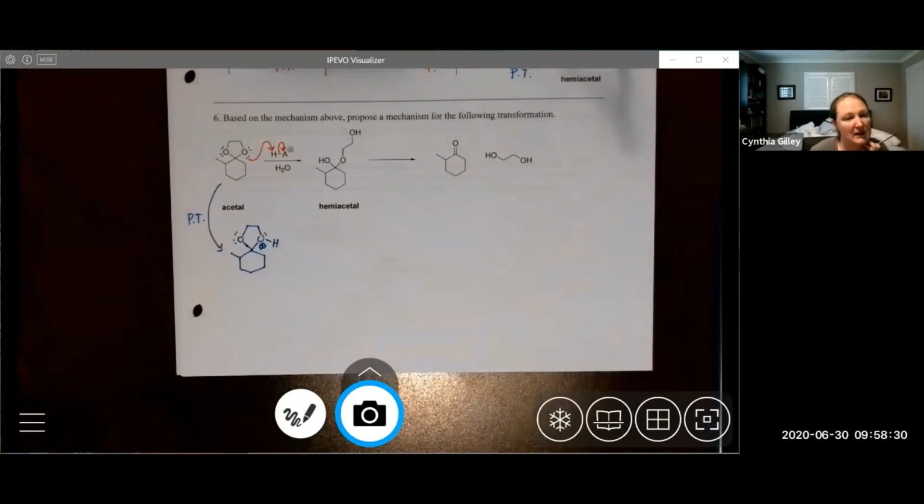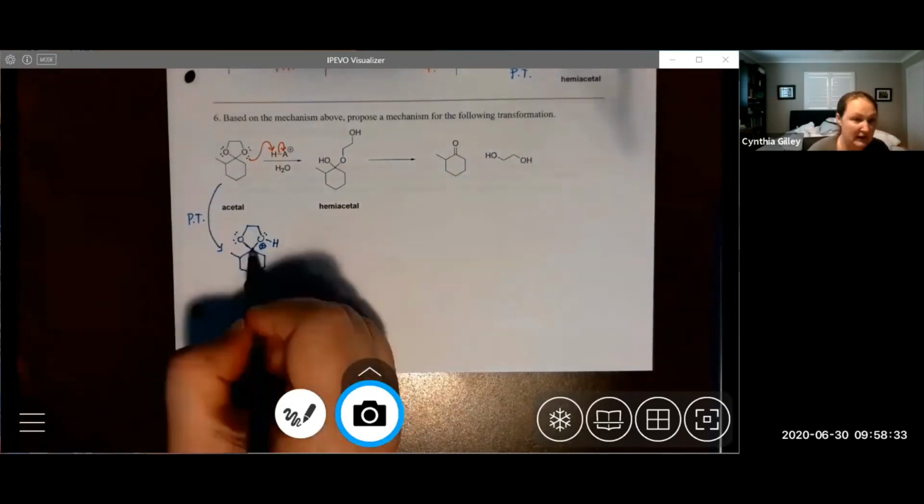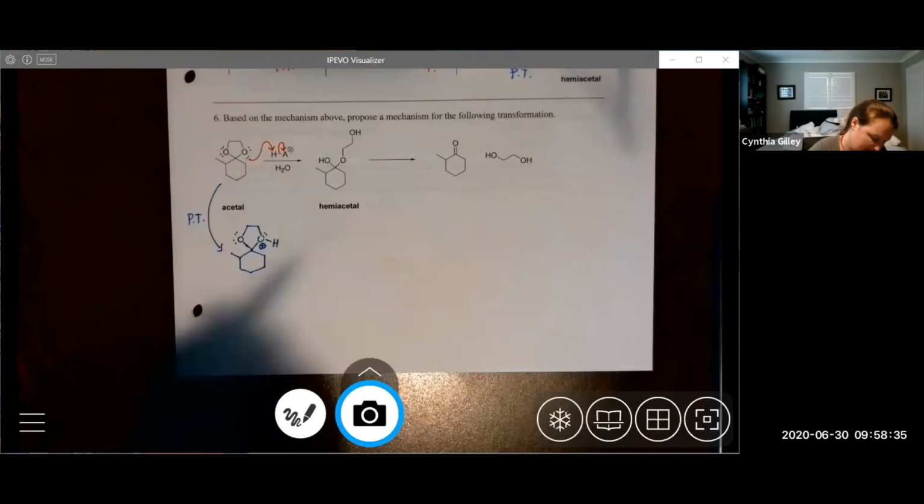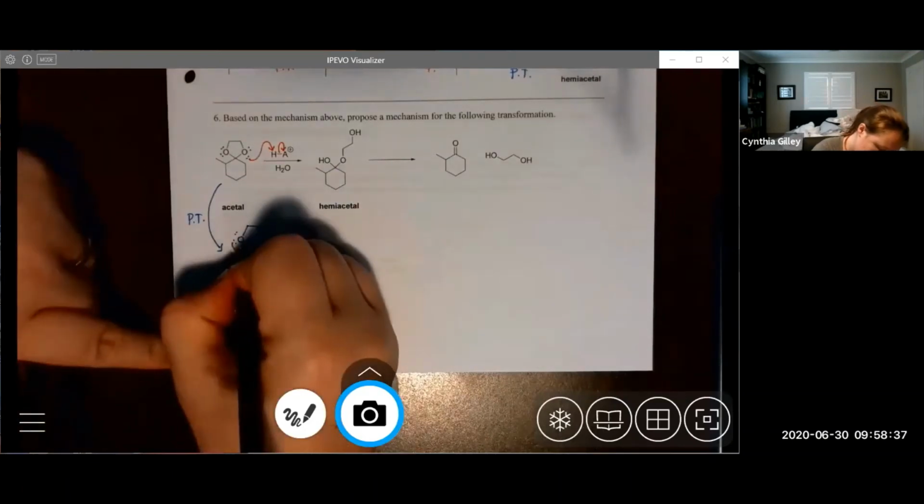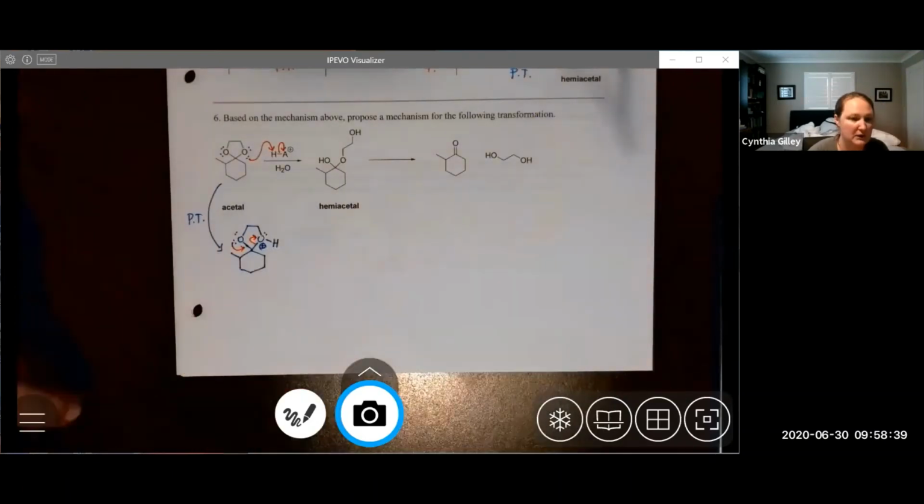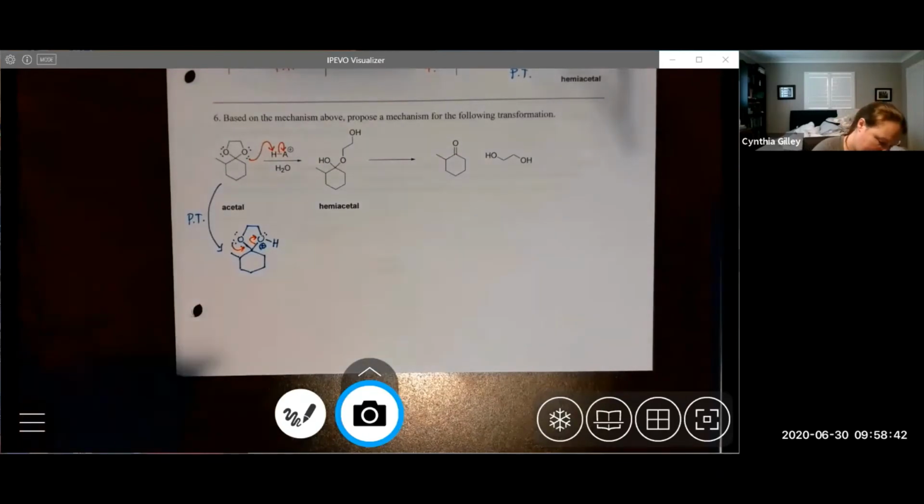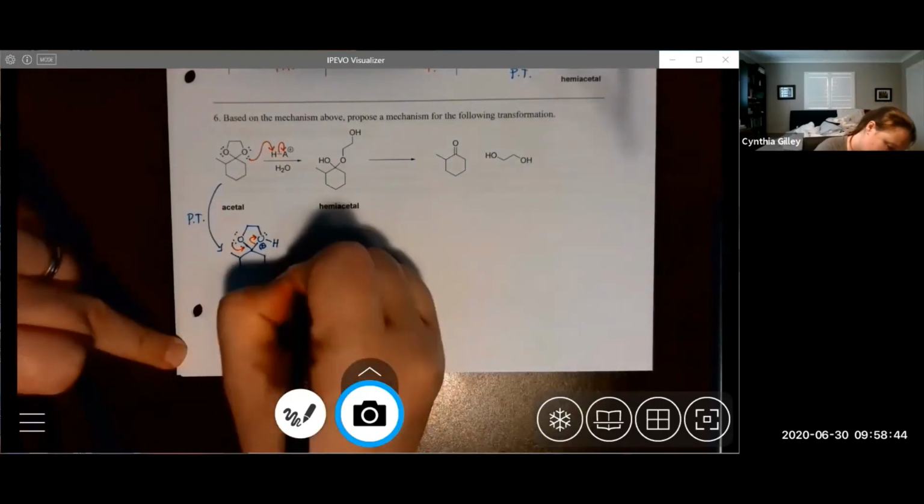So now we have a good leaving group. Now that it's protonated, you can easily pick out the protonated oxygen. So, loss of the leaving group. Next.